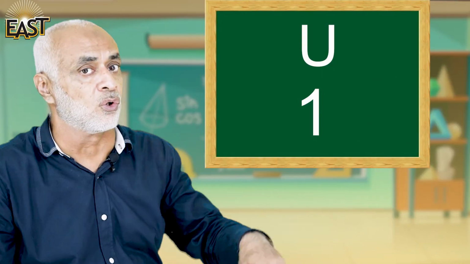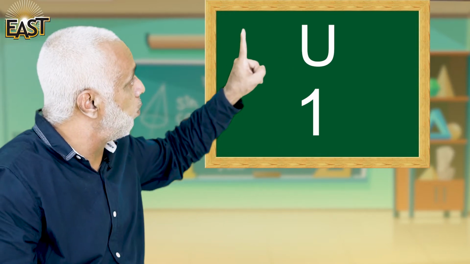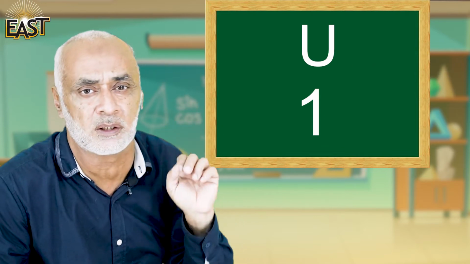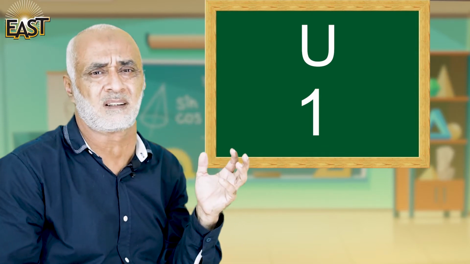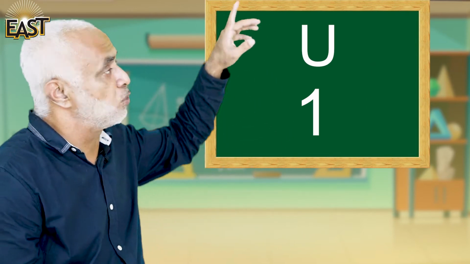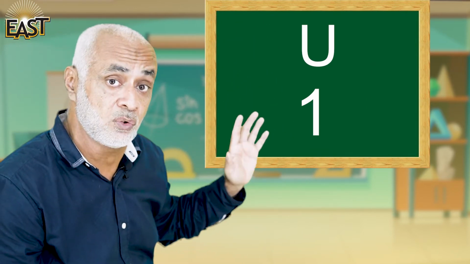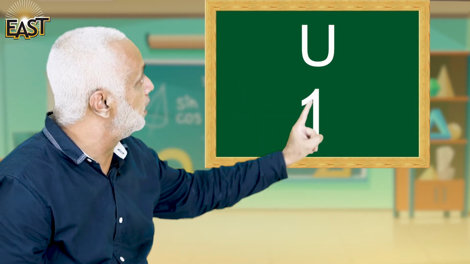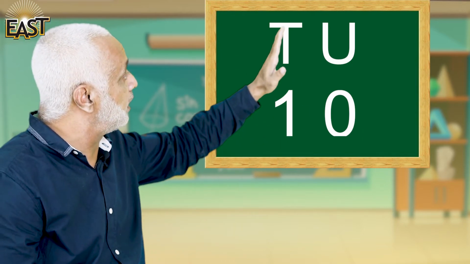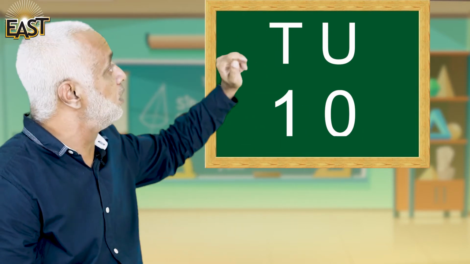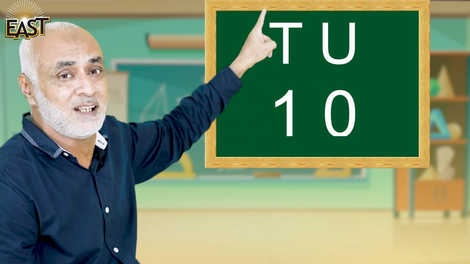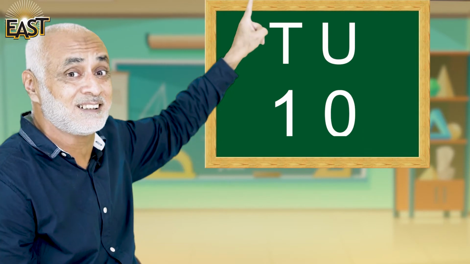So when we write 1, we write U. Unit means unit, or some people write ones. Ones or units. So we call it units. We will call this units. The 1 is a unit. Okay? And then we have 10. So 10, and that is T. T is 10.